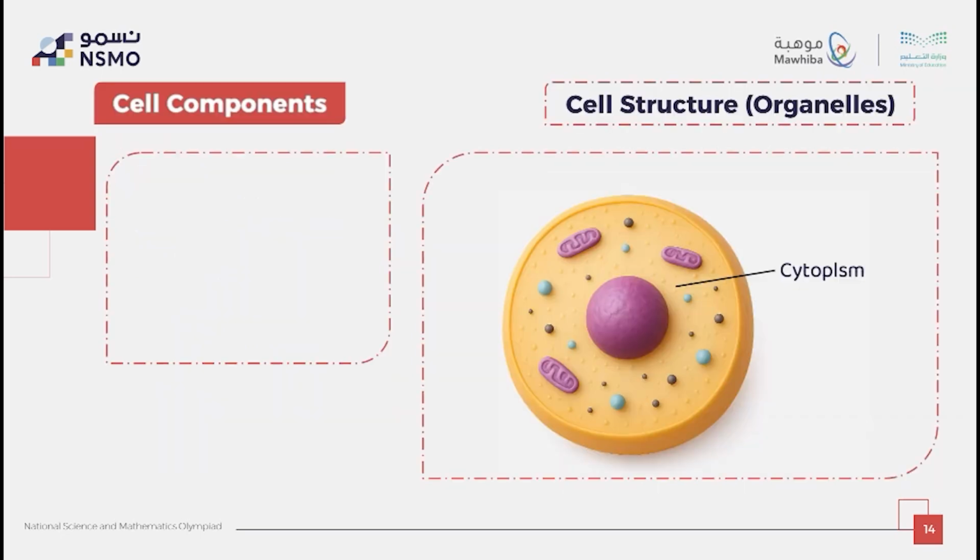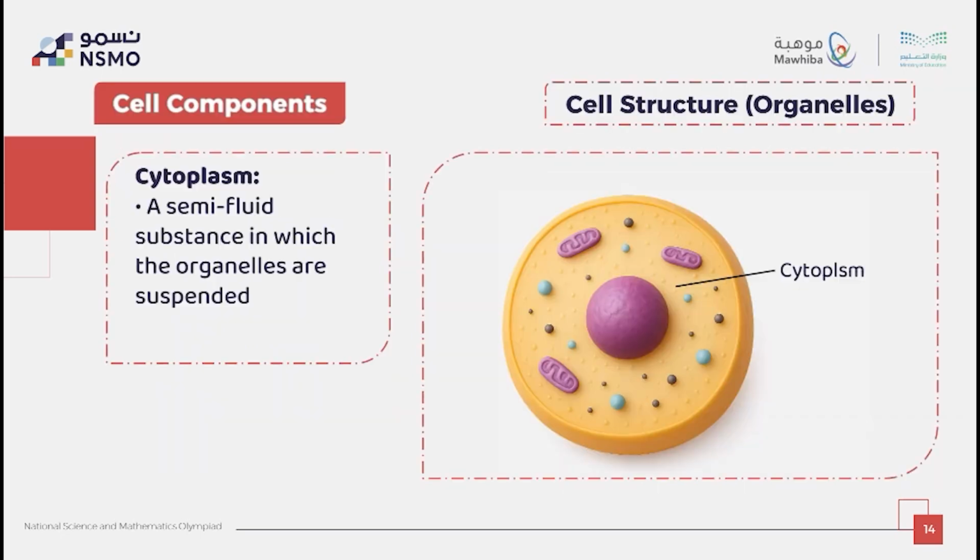Do you remember, guys? There are four forms of matter: gas, liquid, solid, and plasma. And the cytoplasm is semi-fluid. Look at the picture, guys. What do you see in the picture? We see the cytoplasm in the yellow area here. It's surrounding the nucleus and the organelles. And also, guys, the cytoplasm is the medium where most metabolic reactions occur.